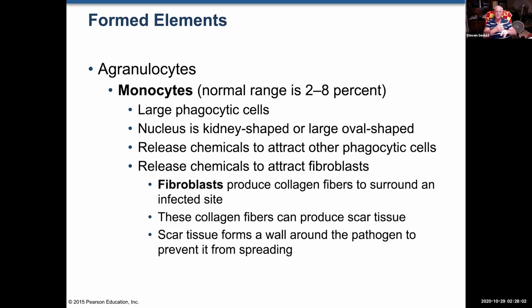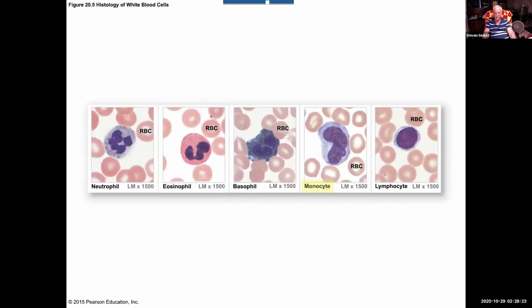The fibroblasts produce collagen fibers that surround the infected site. These collagen fibers produce scar tissue. When you get a cut, the scar tissue is these collagen fibers, and that walls off any bacteria. It forms a wall around the pathogen to prevent it from spreading, and that gives you your scar tissue. And those are monocytes. You can see what the monocyte looks like. Monocyte is an agranular leukocyte.